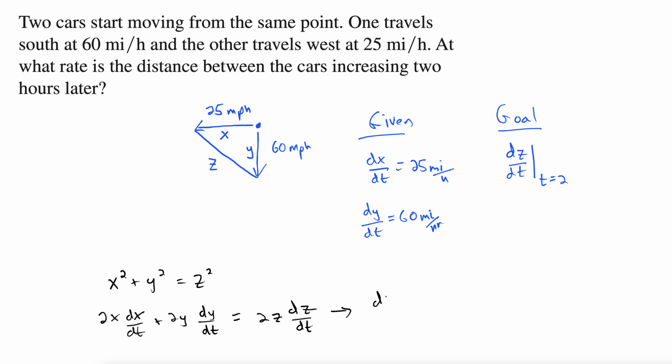And now we can solve all of this for dz/dt. I'm just going to divide everything by 2z. That gives us 2x dx/dt plus 2y dy/dt, all over 2z. And we want all of this evaluated at t equals 2 hours. Well, we know what dx/dt and dy/dt are. Those are given. We just need to find x, y, and z, which we can do. Oh, and look, the 2's cancel out there as well, so that's kind of nice. Saves us a little bit of time.